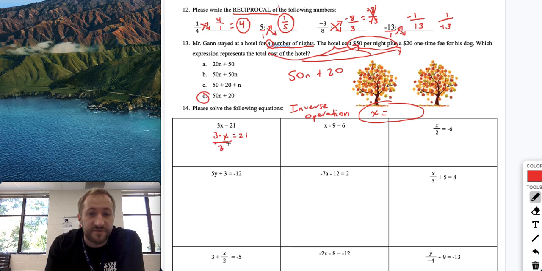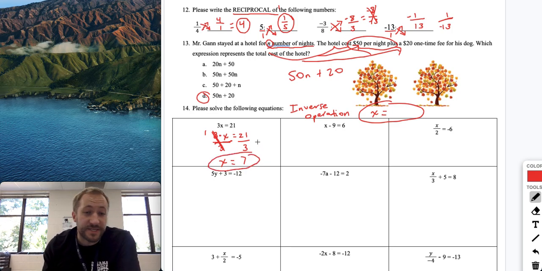I always set up a little division bar and then put 3 down below. That reduces down to 1 because 3 divided by 3 is just 1, which is what I want. I want a 1 in front of the x. I want that coefficient to be 1. Do the same thing over here, divide by 3. So now I'm left with x equals 21 divided by 3. That just gives me 7.